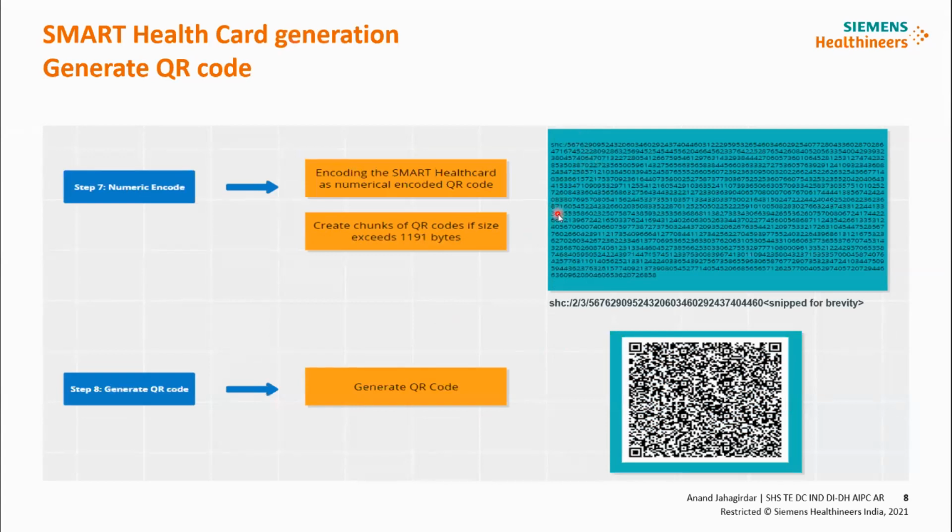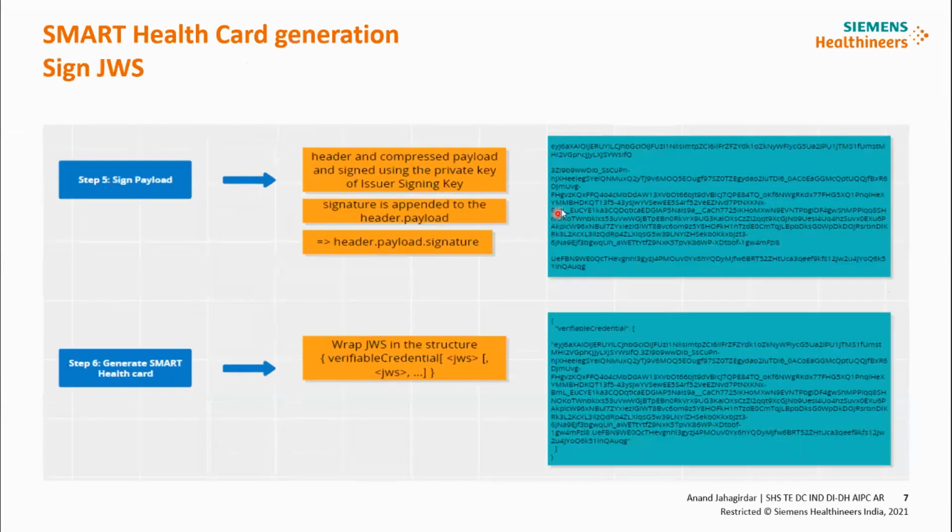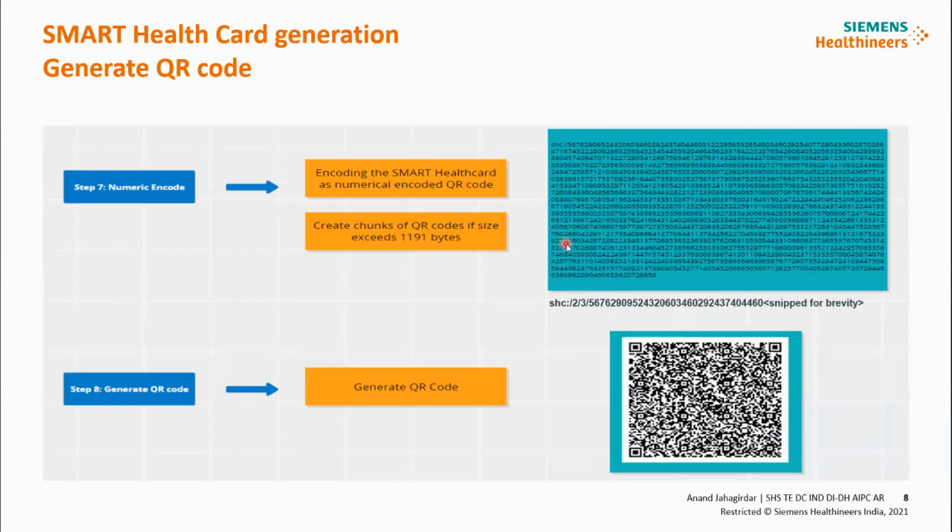How do you convert it? You take the ASCII code of that character and subtract 45. Why 45? Because 45 is equivalent to the ordinal value of the hyphen, which is the minimal character used in this base64 encoded format. You start with that, and then you start converting. For each character you get 2-digit decimal numbers, and you take those details and put them in this format, shc:/ for SMART Health Cards.